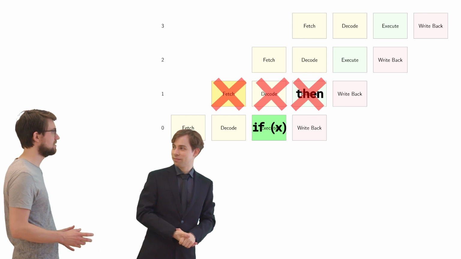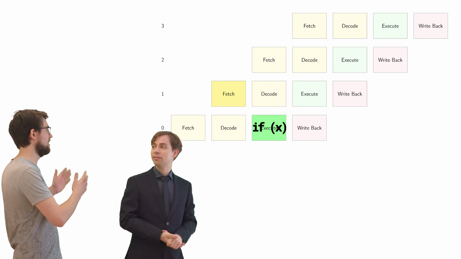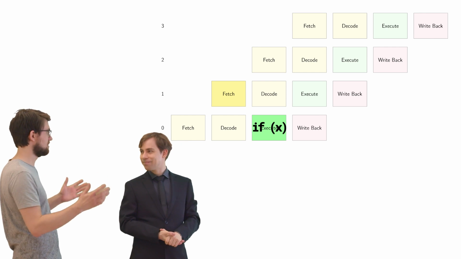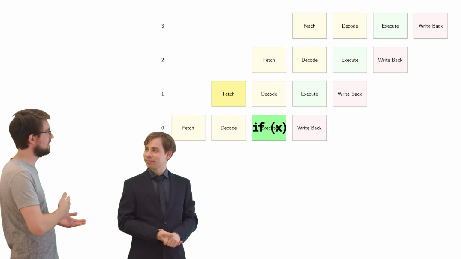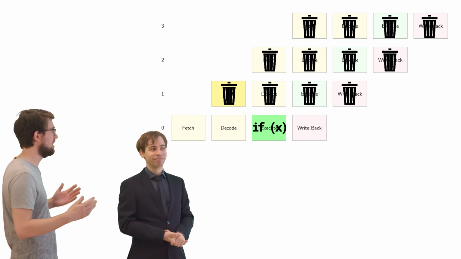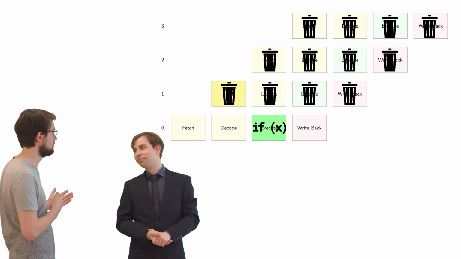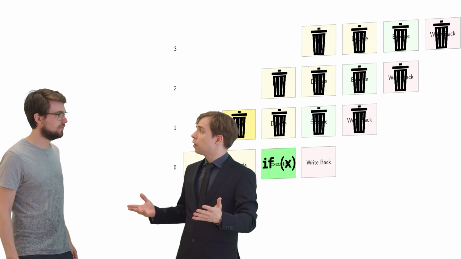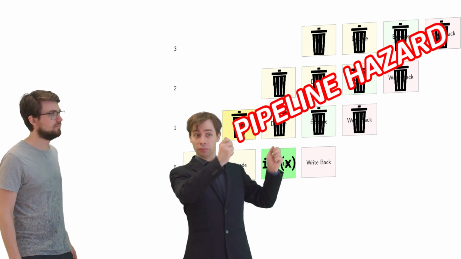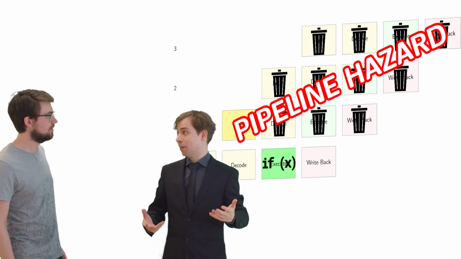And that means if the branch jumps somewhere else, the whole pipeline has to be stalled, everything that's already in the pipeline has to be flushed, and only then can you start fetching the next instruction. That's called a pipeline hazard. And that's where branch predictors can really help.